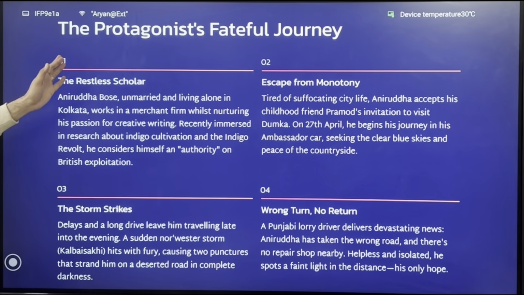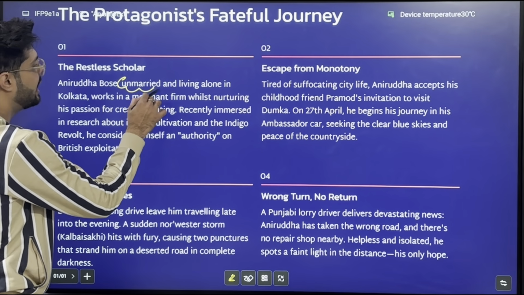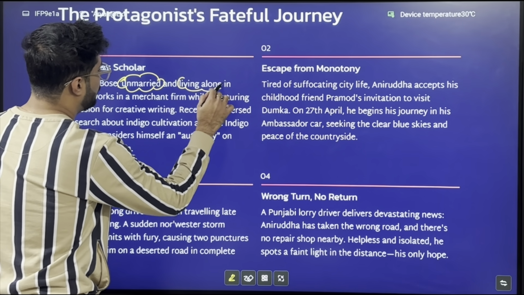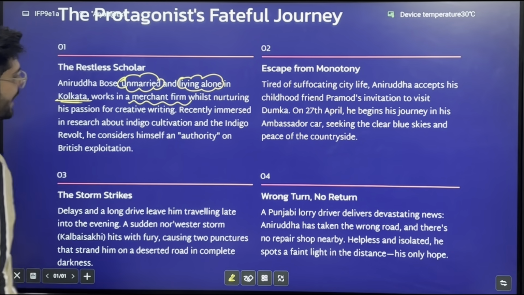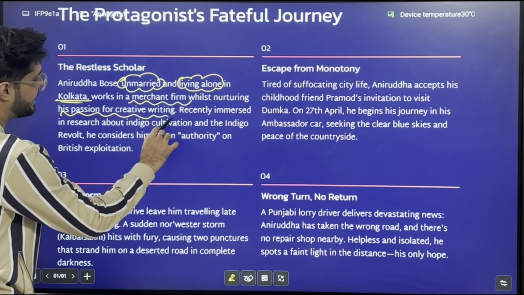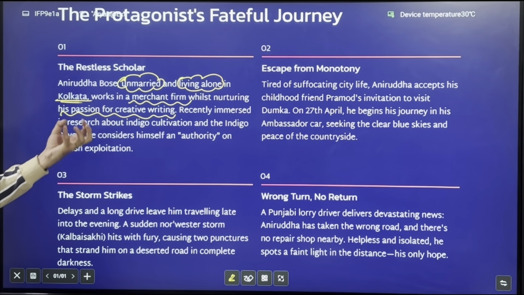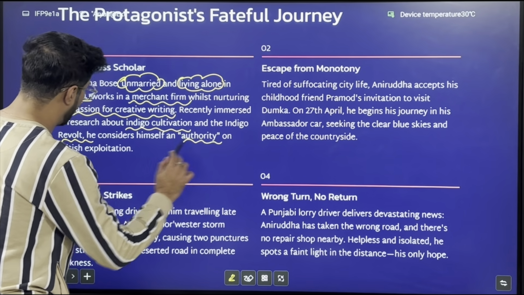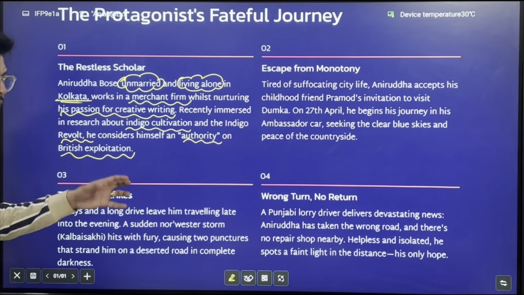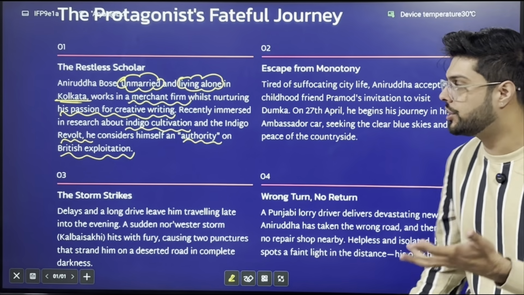Now, coming to the protagonist, that is Aniruddha's fateful journey. First of all, the story begins with the restless scholar Aniruddha Bose, an unmarried man living alone all by himself. He was a bachelor in Kolkata who worked in a merchant firm while nurturing his passion for creative writing. Recently deeply immersed in research about indigo cultivation and the indigo revolt, he considers himself an authority on British exploitation, having read so much about indigo plantation and its historical background that he had gained mastery over it.